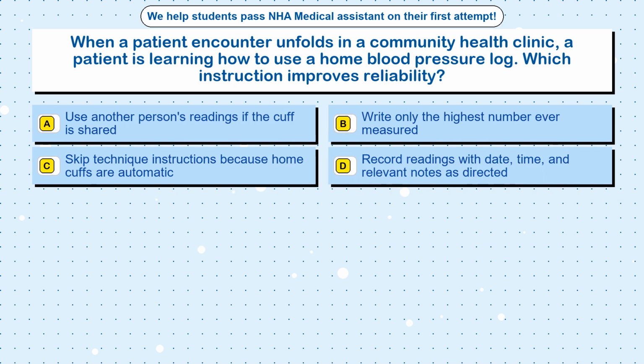Question 79. When a patient encounter unfolds in a community health clinic, a patient is learning how to use a home blood pressure log. Which instruction improves reliability? Option A. Use another person's readings if the cuff is shared. Option B. Write only the highest number ever measured. Option C. Skip technique instructions because home cuffs are automatic. Option D. Record readings with date, time, and relevant notes as directed.